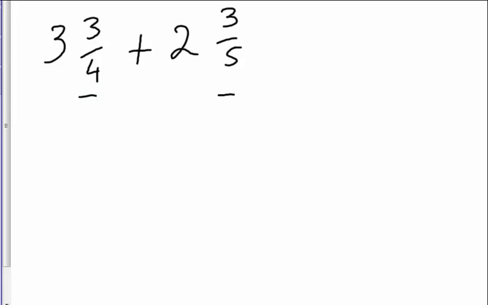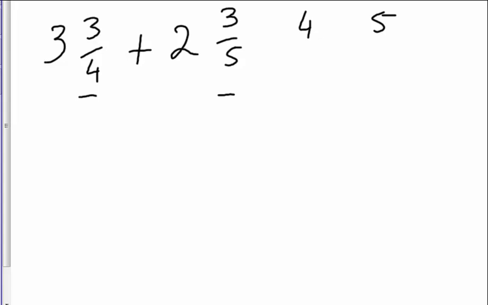So let's say we're given a sum, we have 3 and 3/4, and I need to add that to 2 and 3/5. So again, the problem is that my denominators, the quarters and the fifths, are different, and I need to find a common denominator. I can do that by finding a common number that both 4 and 5 go into. So I'm going to write 4 over here and 5 over here.